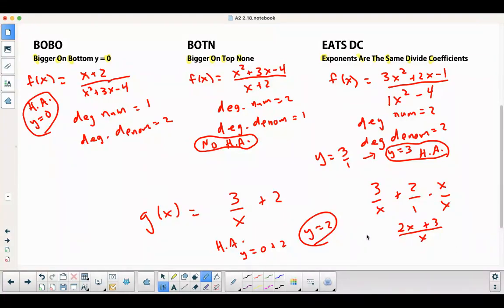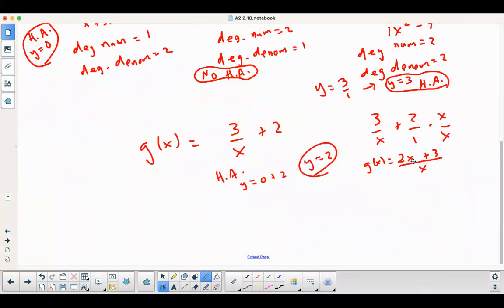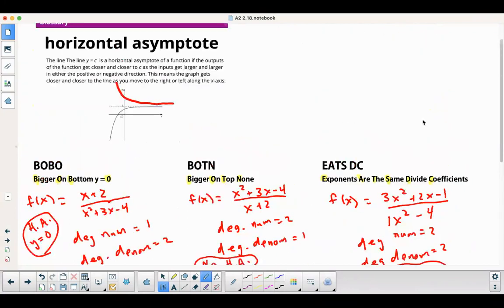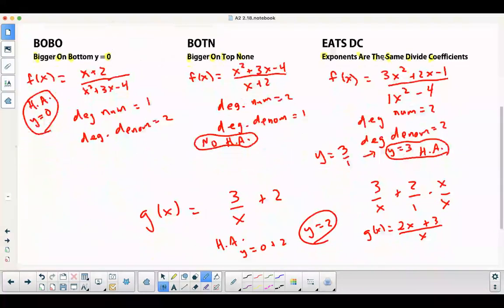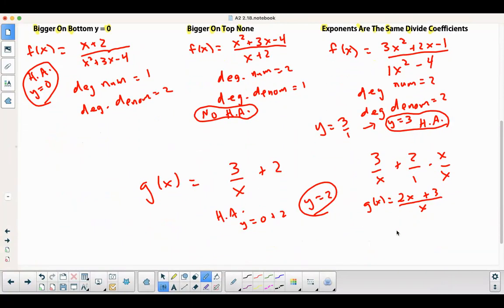So this would be my function, g of x. So now it turns into a horizontal asymptote. Exponents are the same, so divide coefficients. I do the 2 over the 1, so it'd be 2 over 1 equals y, which would be y equals 2. So either way would work. I usually just think of this as 0, but then since I'm adding 2 on, everything moves up 2. Everything's 2 greater, so my horizontal asymptote will move up 2.